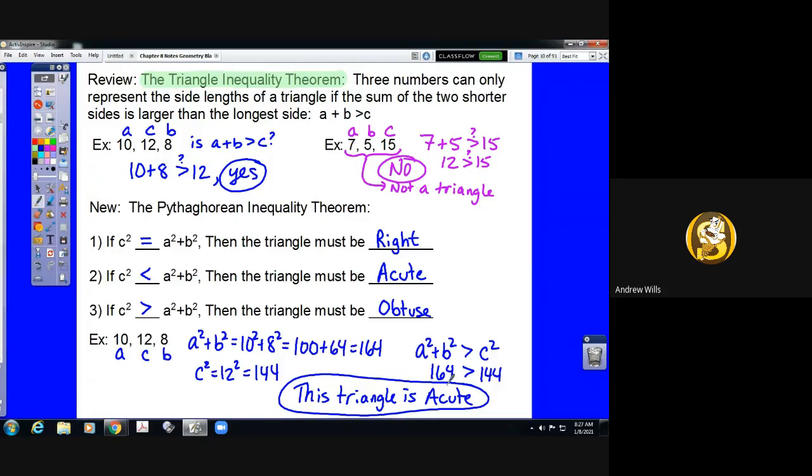So this Pythagorean inequality theorem allows us to actually classify the triangle based on its side lengths. Only instead of telling us whether it's isosceles, scalene, or equilateral like we usually do with side lengths, we can actually tell whether or not it's acute, obtuse, or right by comparing the squares of the lengths. Okay, so we're going to do some more practice with this.